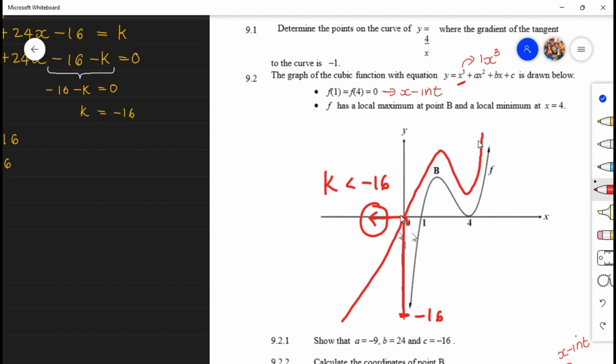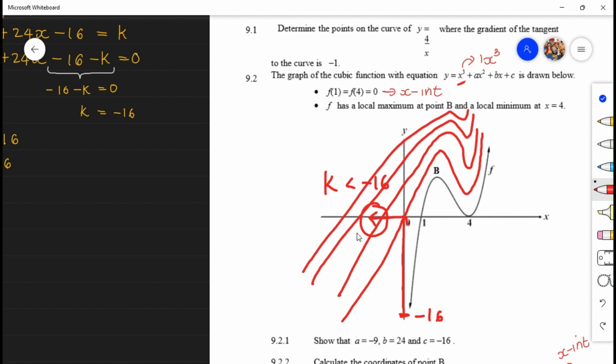So once our k value is less than negative 16, our graph will start having negative roots. Here's an example. If we were to sketch when k is less than negative 16, this is how it would look. As you can see, there are negative roots.